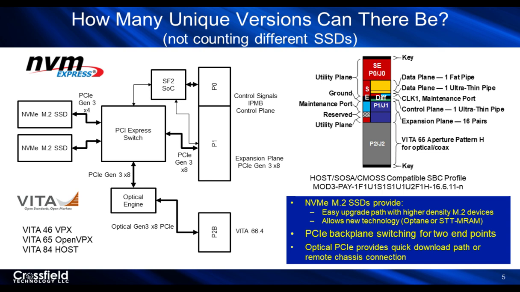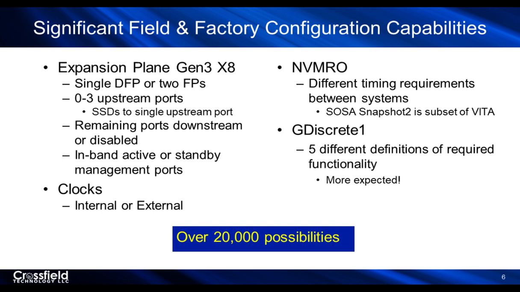It's got two M.2 SSDs on it, fronted by a PCI Express switch going to the expansion plane. And it's got an optical port going to the P2B position, which David talked about earlier in the 3U. That's all it is. This device is not very complex, okay? Two SSDs and a PCI Express switch. Well, how many different ways can it be configured? Well, our estimate right now is it's over 20,000 possibilities, okay?